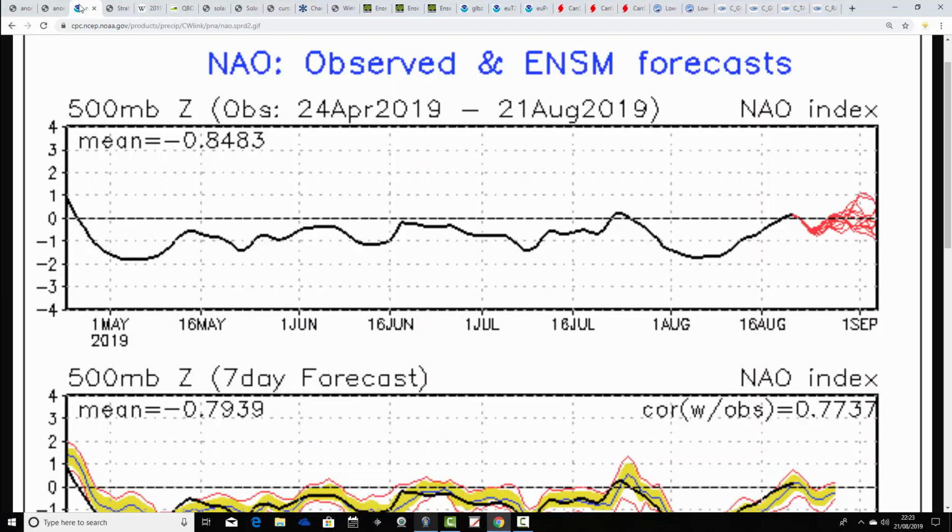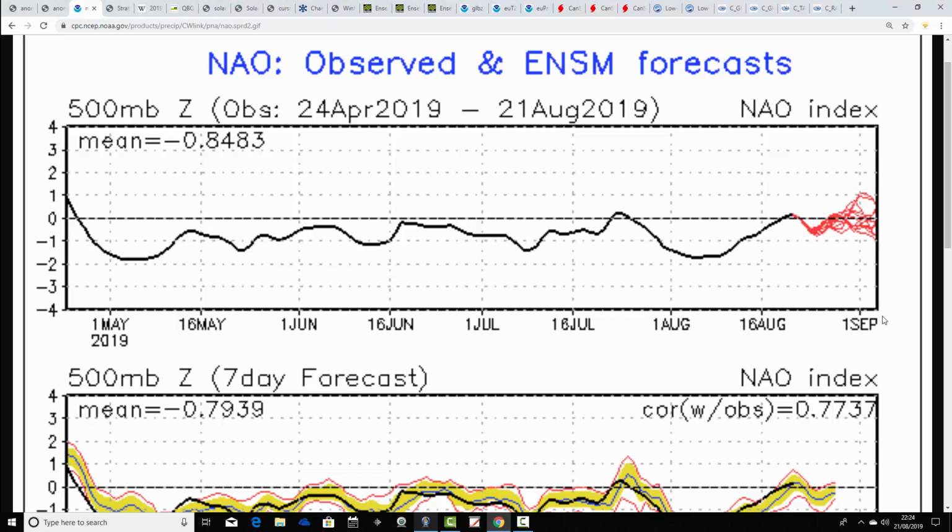Now, we've been in a prolonged negative phase of the North Atlantic oscillation. This chart is showing where we've been with the NAO. This black line just here, the red line's at the end, where the GFS ensembles are forecasting NAO to go. So we've been in a prolonged negative phase of the North Atlantic oscillation. It looks like the GFS ensembles are forecasting that it will probably stay neutral to negative as we head in towards the beginning of September as well.